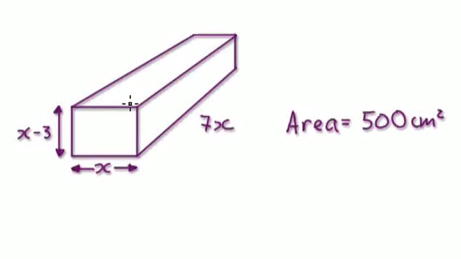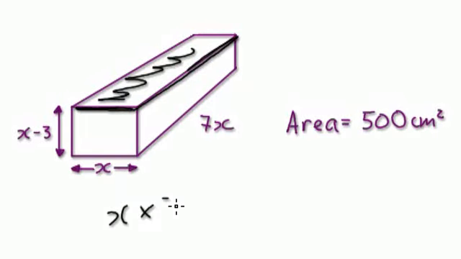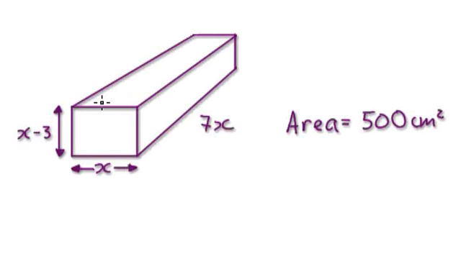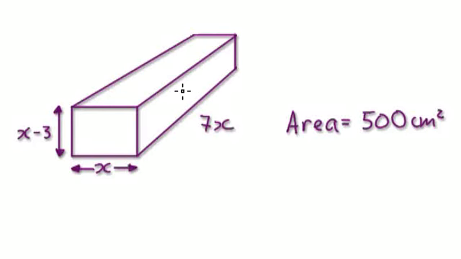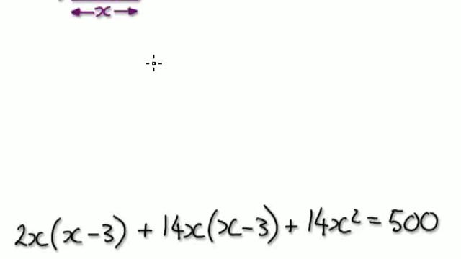Okay, and then you've got this area here. This area is given by x times this length here, which is x, and then times 7x. So this area is 7x squared, and because you've got another one underneath at the bottom, you've got to times it by 2. So that becomes 14x squared. Okay, so the total surface area is given by this.